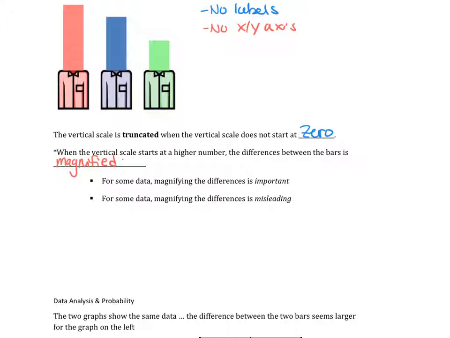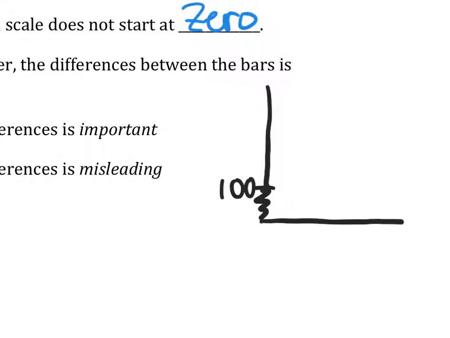But if you are going to start your y-axis at a different value, you may have seen this before. You do the little squiggly line thing before you start. So if we want to start at like 10, you would just start there. Or if we want to start it at 100, you do the little squiggly line so that you are letting everybody know, hey, this isn't starting at 0, just so you know.